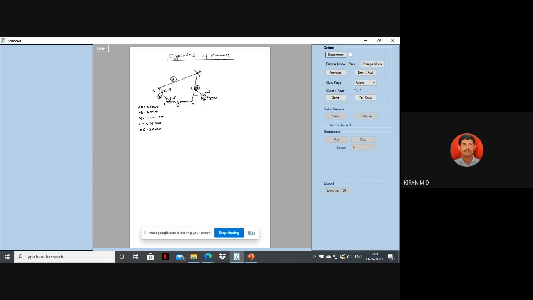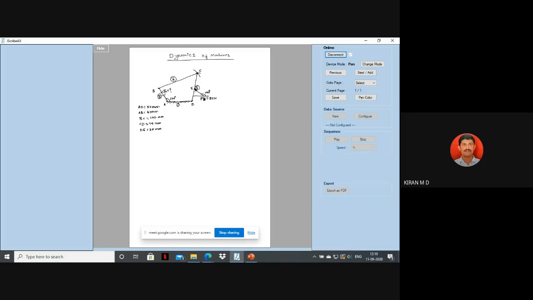To find this, we need to analyze what forces it will undergo. For link 1, it is stationary. Now link 2 is connected to link 1.